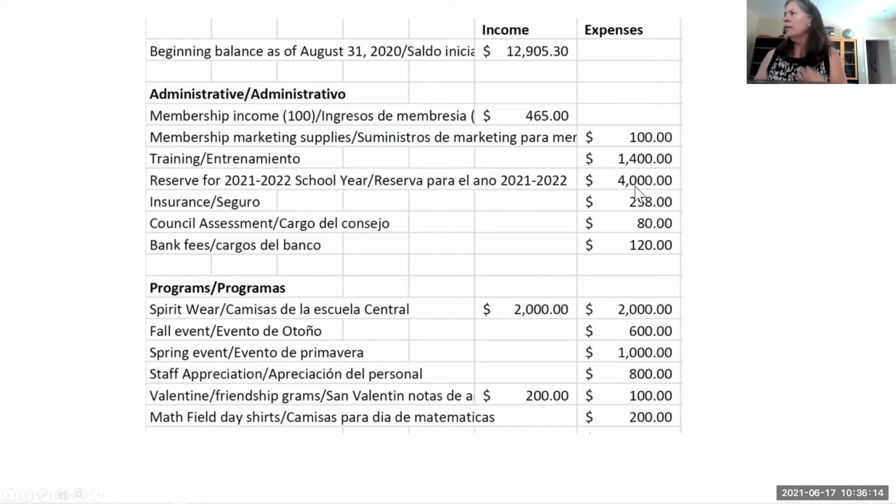Obviously, if it's truly a program, you don't necessarily care that it makes money or how much it costs. As you can see, their fall event has no income associated. It only has costs. So this net would be minus $600. But here they're doing Valentine, the friendship-gram things, and they took in $200 and they spent $100, so their net would be $100. They made $100 on that event.